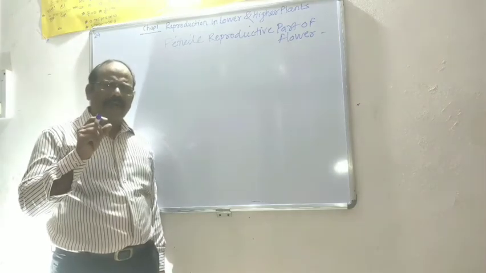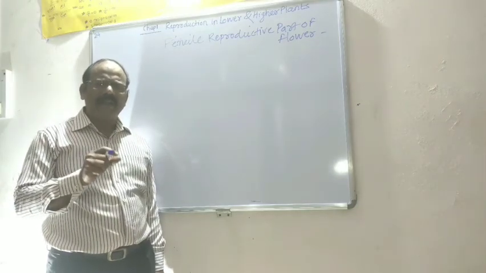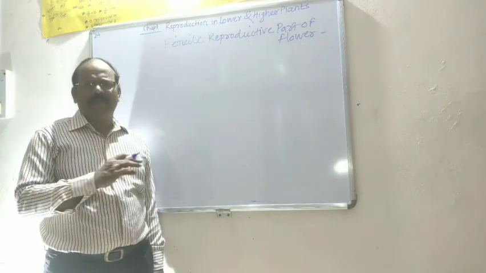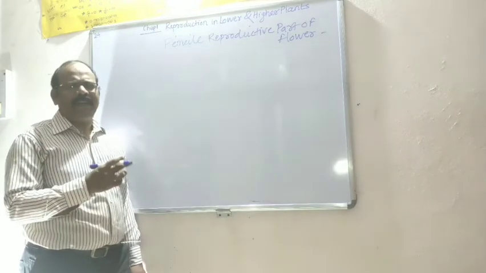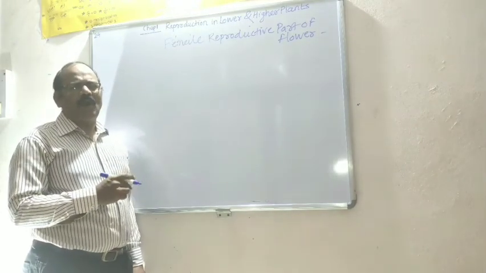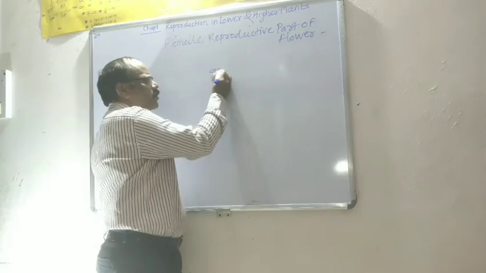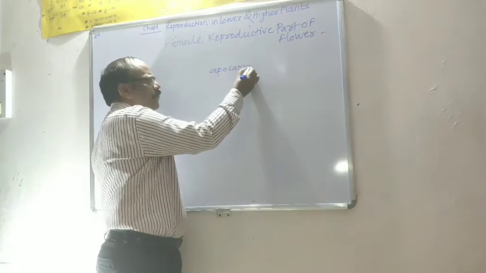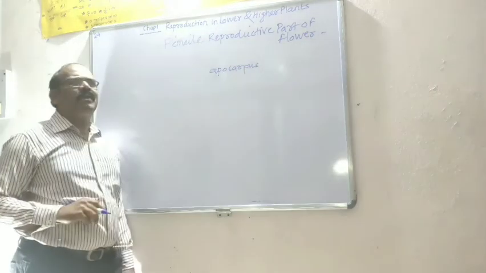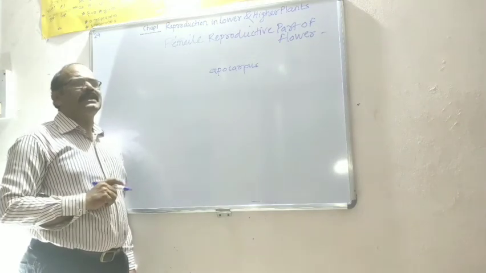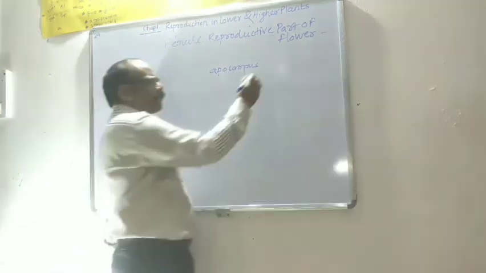If carpels are many in number and they are free, that is called apocarpous. Example is Michelia.